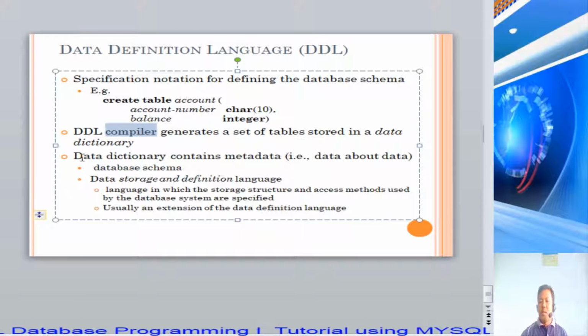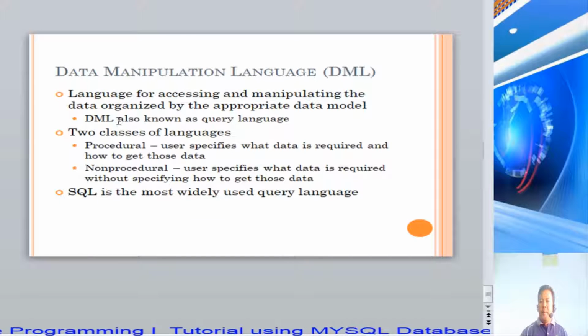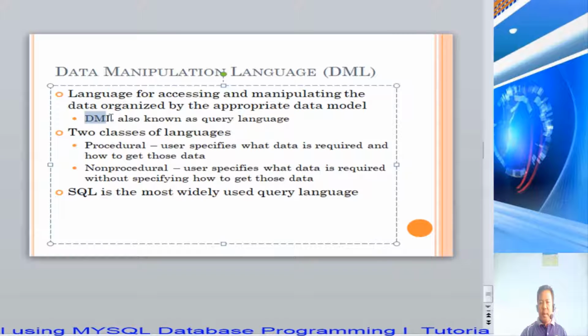Okay, so the data dictionary contains metadata about the database. If you access the data dictionary of your tables, you could see the different attributes of the fields in a particular table that you've created. Okay, so data manipulation language is for accessing and manipulating the data organized by the appropriate data model. So DML. What is DML?